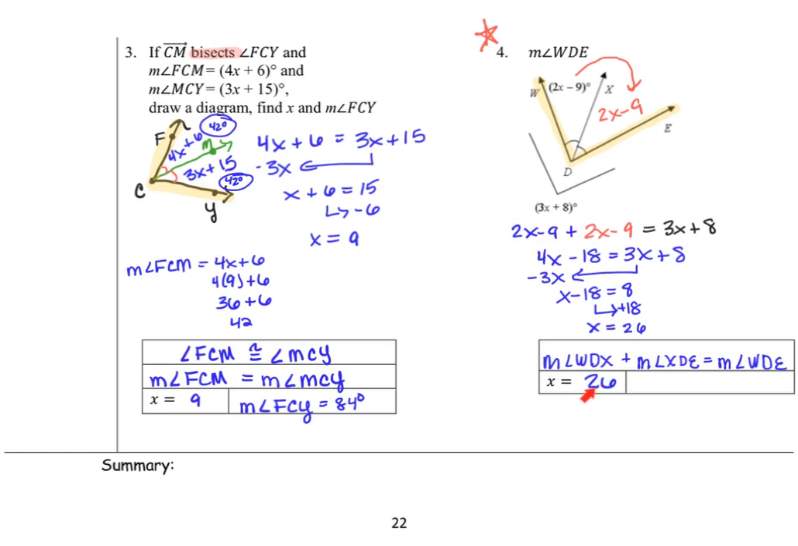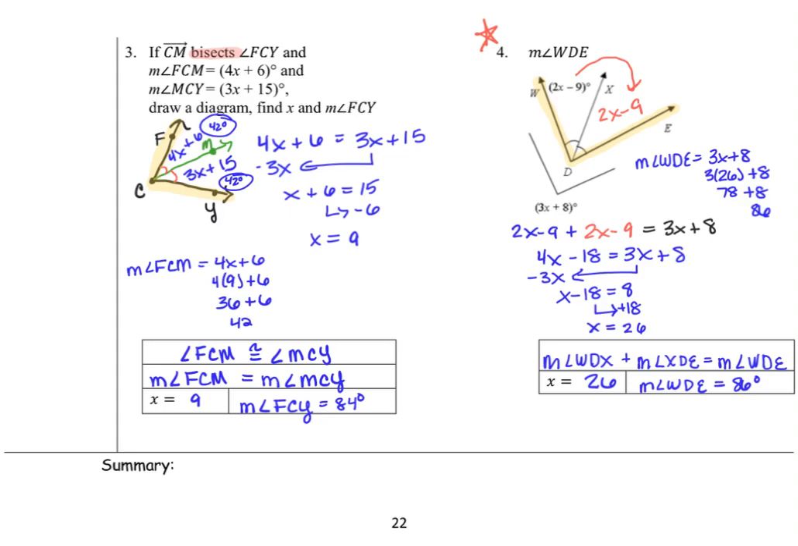So now, if I know my answer for x, I'm trying to find the measurement of angle WDE, which is represented by this expression. So all I have to do for the measurement of angle WDE is take my answer for x and plug it in right here. So it's going to be 3 times 26 plus 8, and then 3 times 26 is 78 plus 8, and then 78 plus 8 is 86. So we have the measurement of angle WDE is equal to 86 degrees.